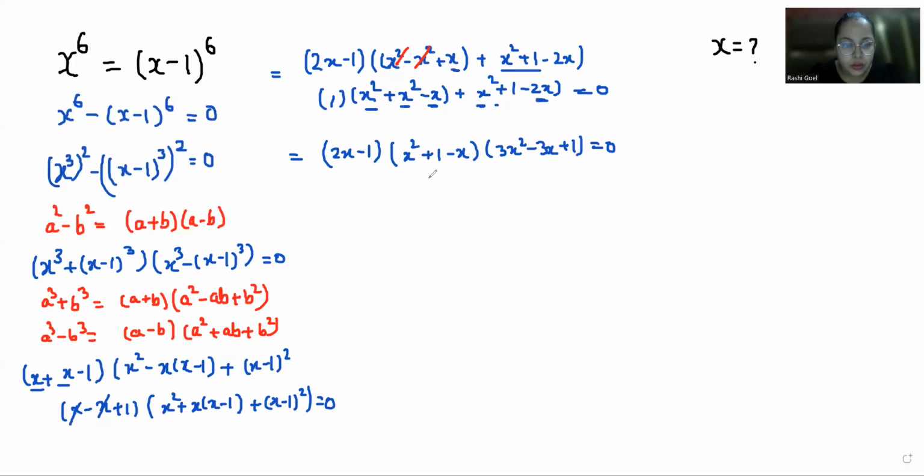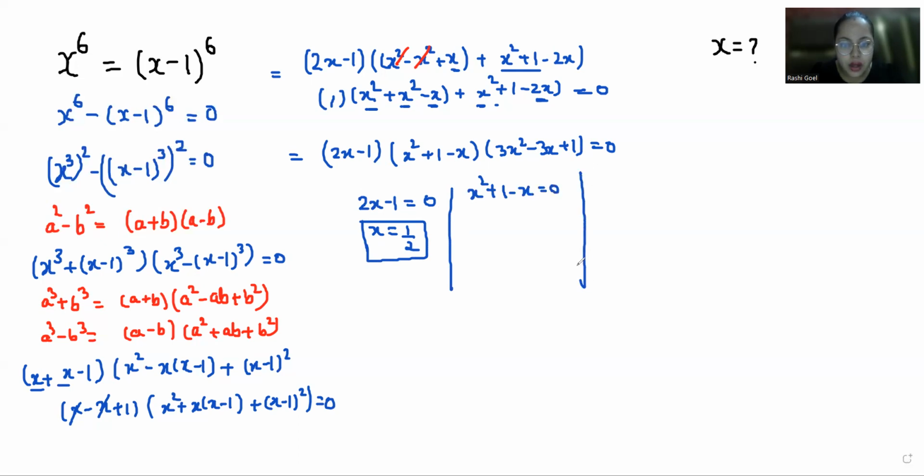Now we have three factors and all are equal to 0. So first is 2x minus 1 is equal to 0. So the value of x is 1 by 2. And second is x square plus 1 minus x is equal to 0, and 3x square minus 3x plus 1 is equal to 0.